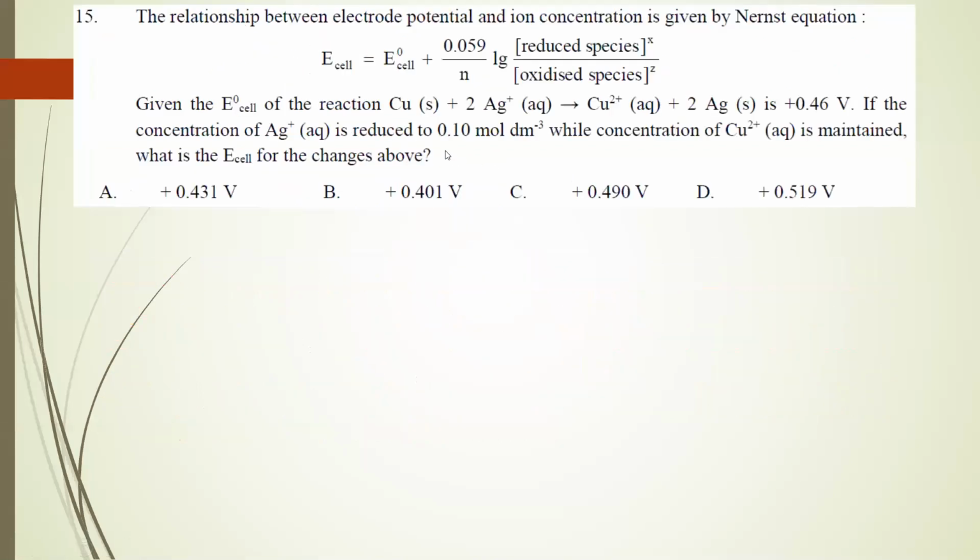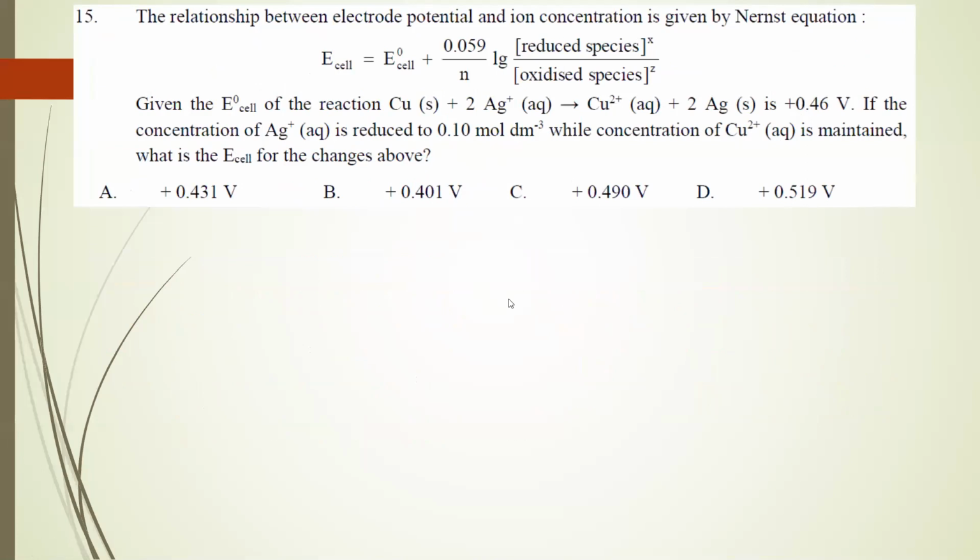Then question number 15, the relationship between electropotential and the ion concentration is given by the Nernst equation, where E cell equals E naught cell plus 0.059 over n log reduced species over oxidized species. So given the standard electropotential of Cu plus 2Ag+ gives Cu2+ plus 2Ag is positive 0.46. If concentration of silver ion is reduced to 0.1, concentration of Cu2+ is maintained, what is the E cell of the above cell changes?